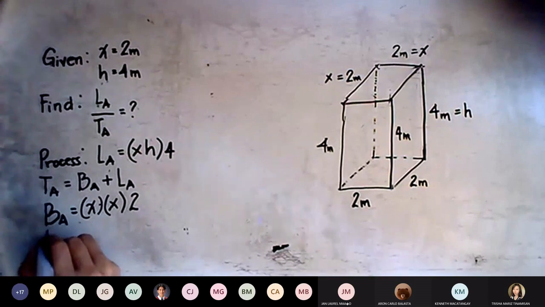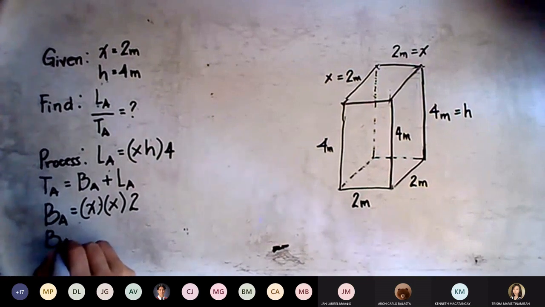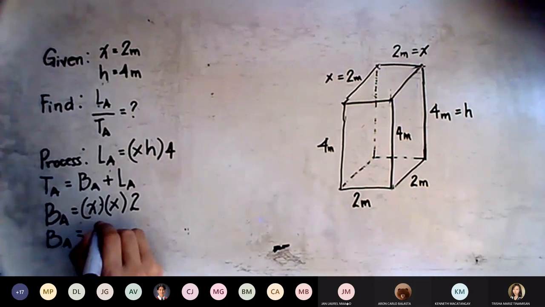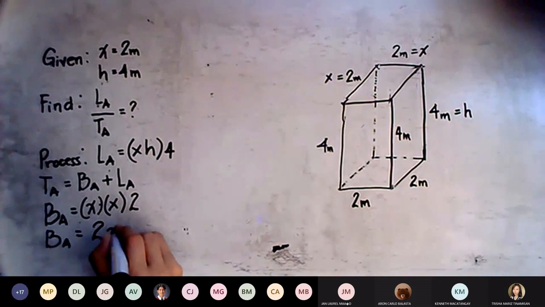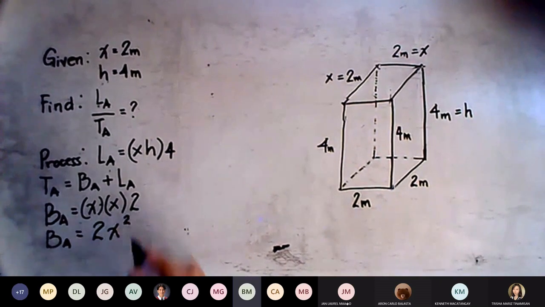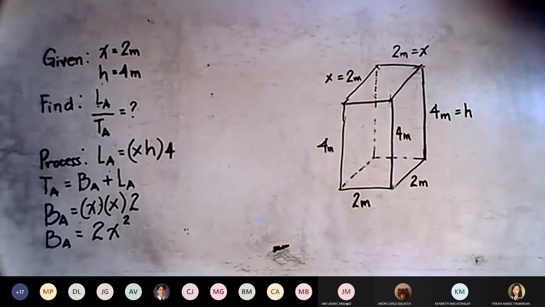So therefore, the area of the bases is 2x squared. Can you still view what I am writing here? Yes, ma'am. Hindi po, ma'am. Hindi ko po kita, ma'am. You adjust your gallery view. Baka kaya napuputol sa inyong screen.